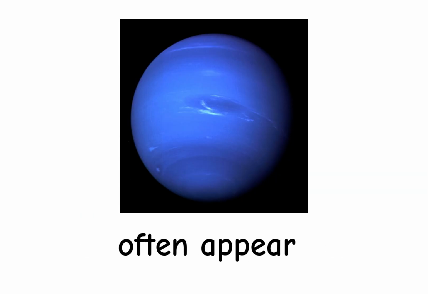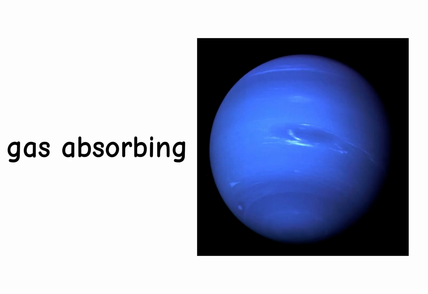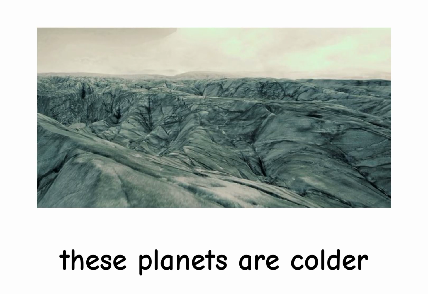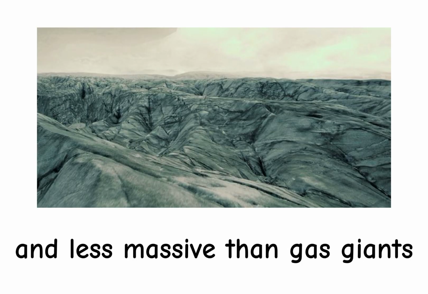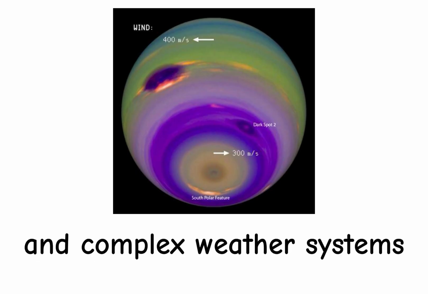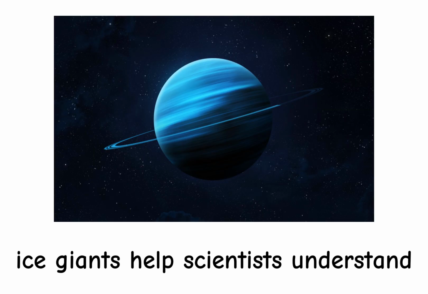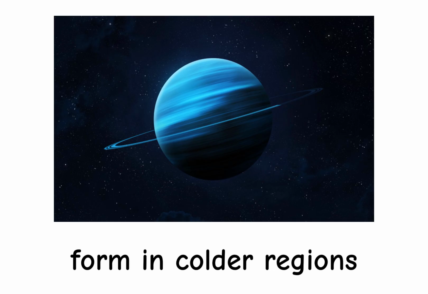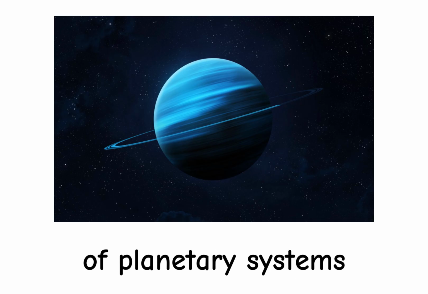Their atmospheres often appear blue due to methane gas absorbing red light. These planets are colder and less massive than gas giants, but they still possess strong winds and complex weather systems. Ice giants help scientists understand how planets form in colder regions of planetary systems.